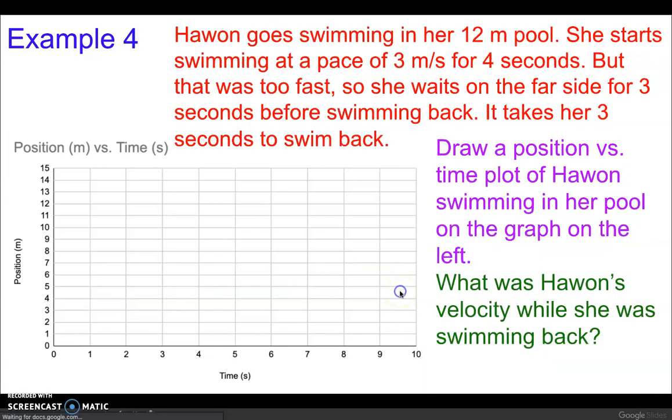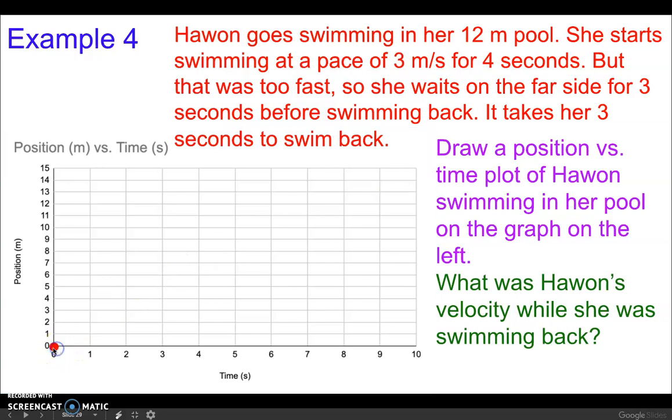Okay, and then for our last question, Haewon goes swimming in her 12-meter pool. She starts swimming at a pace of 3 meters per second for 4 seconds, but that was too fast, so she waits on the far side for 3 seconds before swimming back. Takes her 3 seconds to swim back.